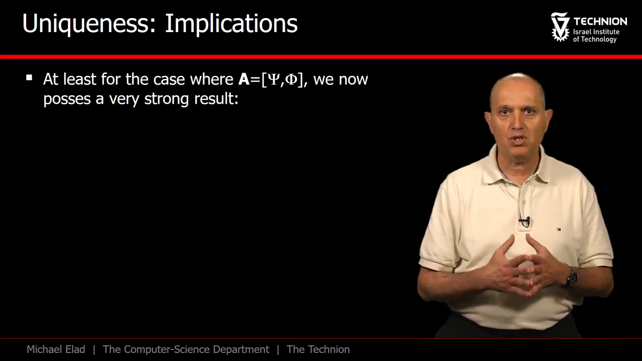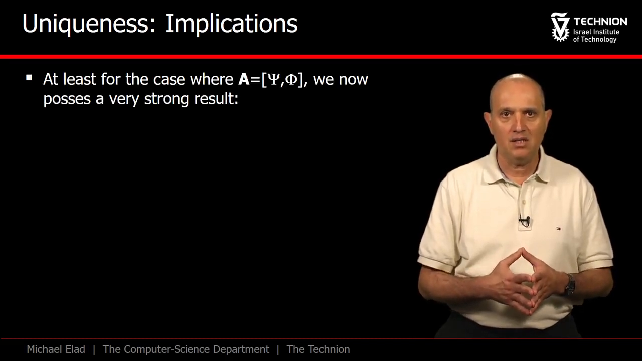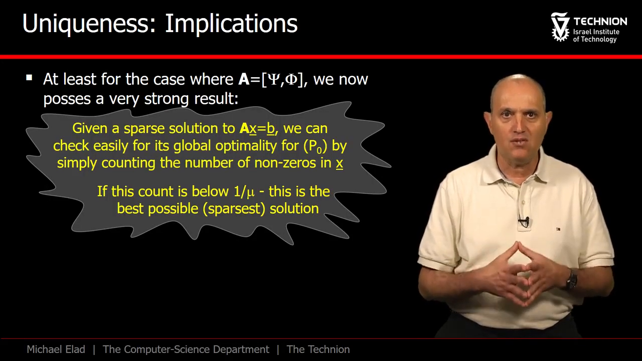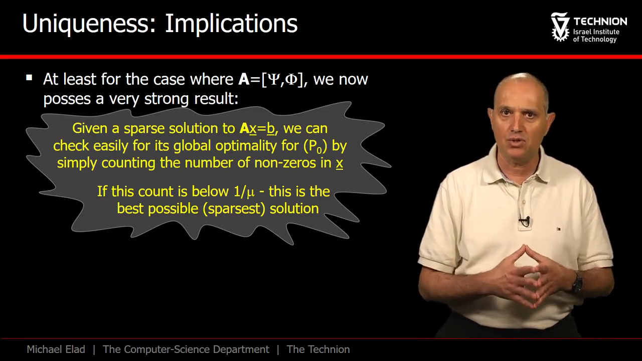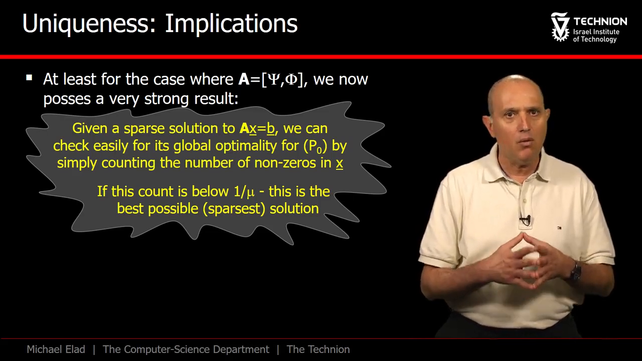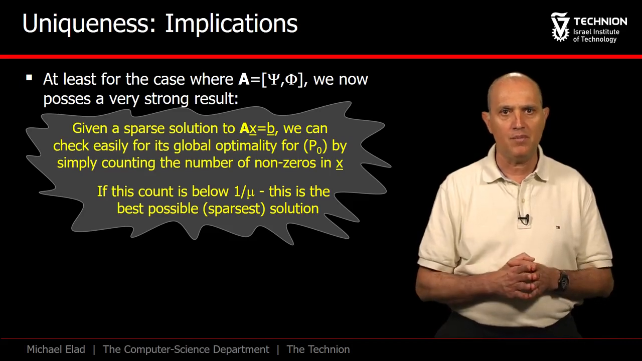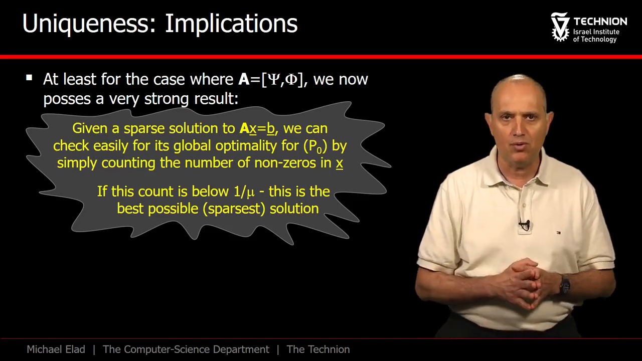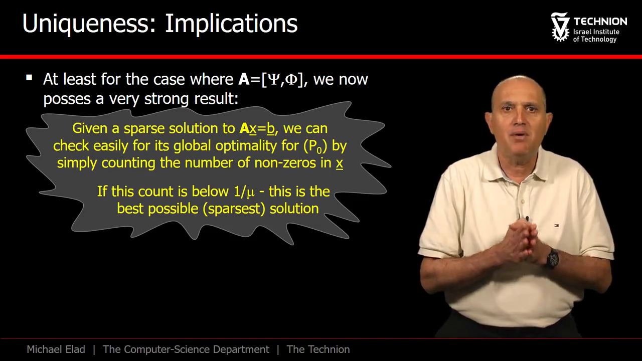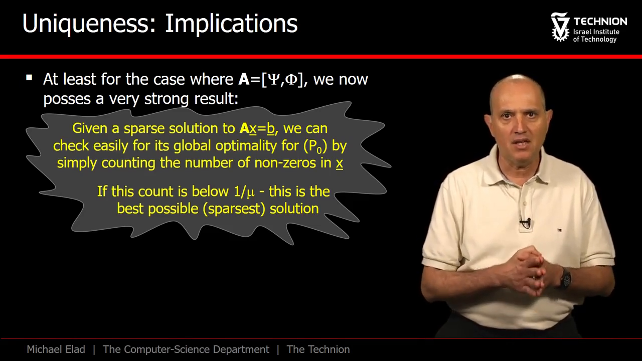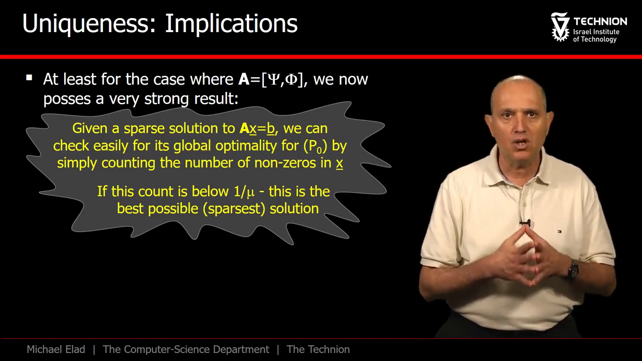We are dealing with a special case where A is built as a pair of ortho matrices. For this case, we have a simple test for global optimality of a candidate solution. Think about it. Here we are trying to solve a very complicated and non-smooth optimization problem that may have many local minima points. In such cases, one could at best check locally for optimality. And in this specific case, we are armed with a much stronger tool.